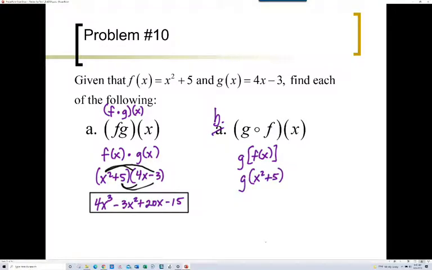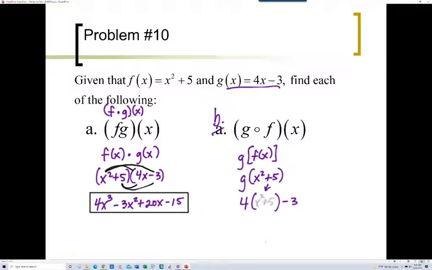So x squared plus 5 is going to be the input for the g function. Well, look at what the g function does. It takes your x value or input and you multiply by 4 and subtract 3. And so I'm going to take 4 times my input and subtract 3. That's what the g function does.